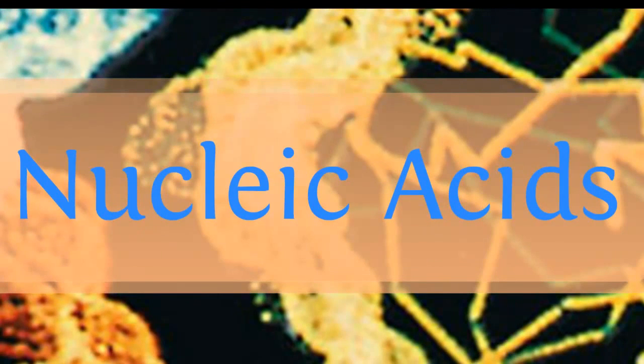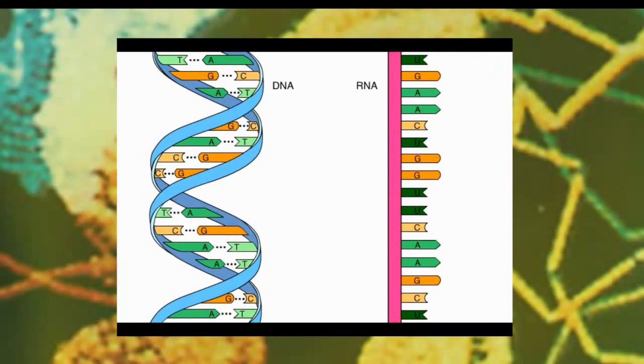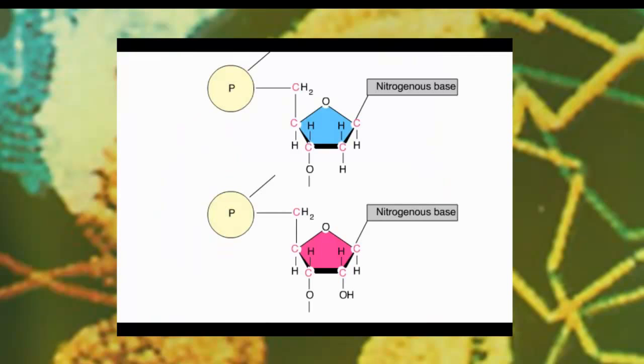We are almost done. Our last macromolecule is nucleic acids. They come in two types, DNA and RNA. Let's take a look at their structure. DNA and RNA are nucleic acids, polymers made of subunits called nucleotides. One difference between DNA and RNA is the type of sugar their nucleotides contain. DNA contains the sugar deoxyribose, while RNA contains the sugar ribose. Ribose has one more oxygen atom than deoxyribose.